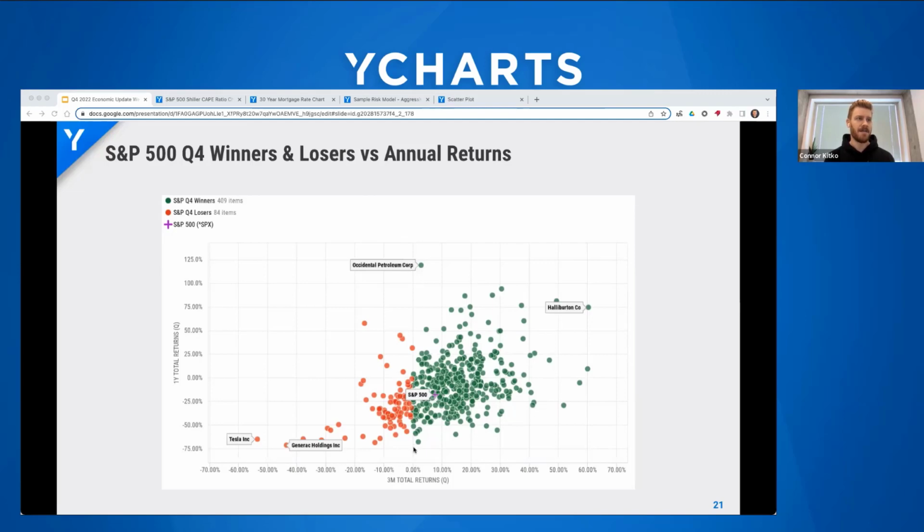Here's our line for Q4 total returns with positive and negative. And then here's our 0% for total returns on the year. Again, everything above would be a positive, everything below would be negative. More good stuff from scatter plots.